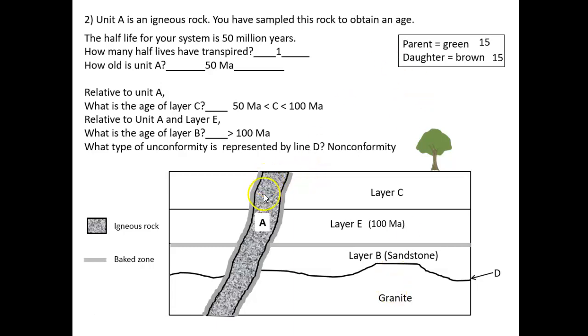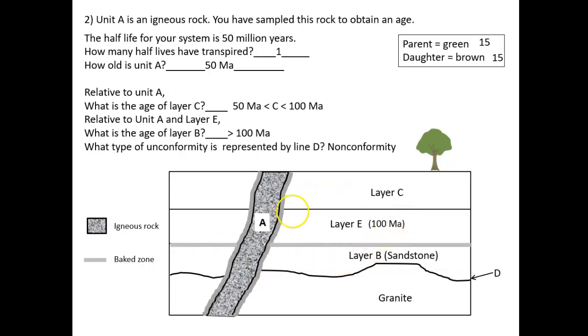We do certainly have this layer here that we're concerned about, that we want to figure out the age of. And this is another igneous rock, and you can see there are some baked zones on either side of it. Then there is a third igneous rock here, layer E. Layer E does have a baked zone, but it's only on the bottom. We want to use all of this information to figure out what's going on.